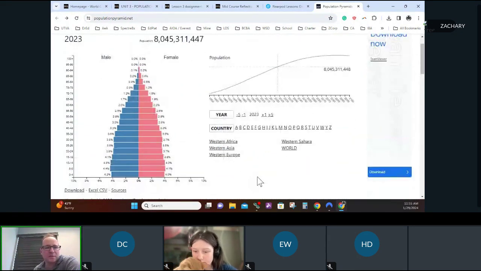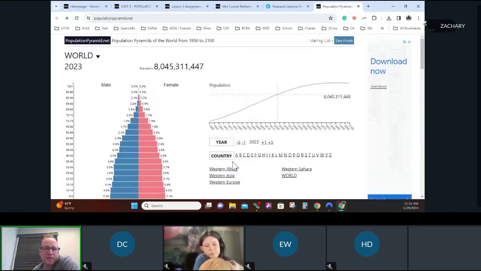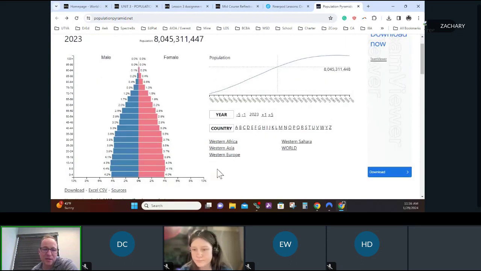It's a little more interactive here on populationpyramid.net. So if we look at this one real quick, this is the population of the entire world. As you can see, there are 8 billion people in the world, and this is how it's broken down, right?